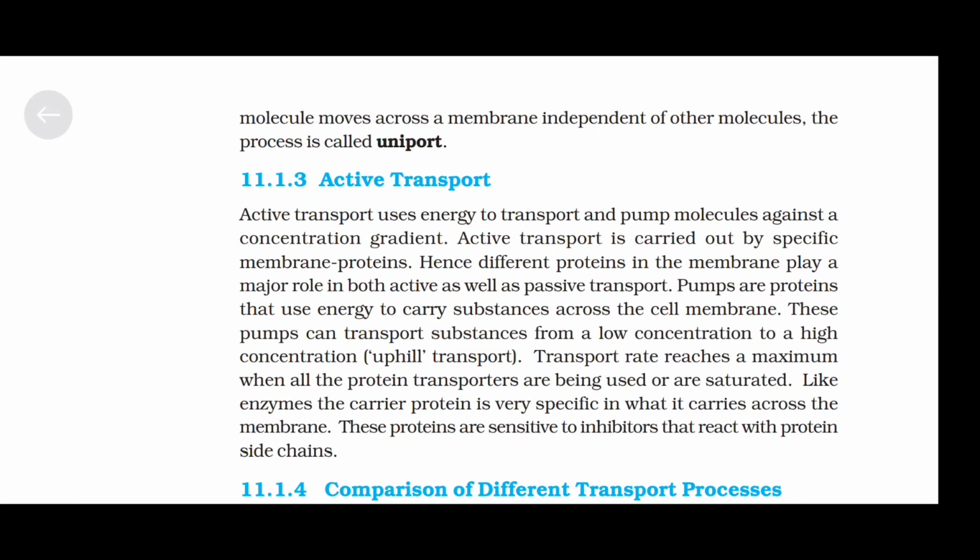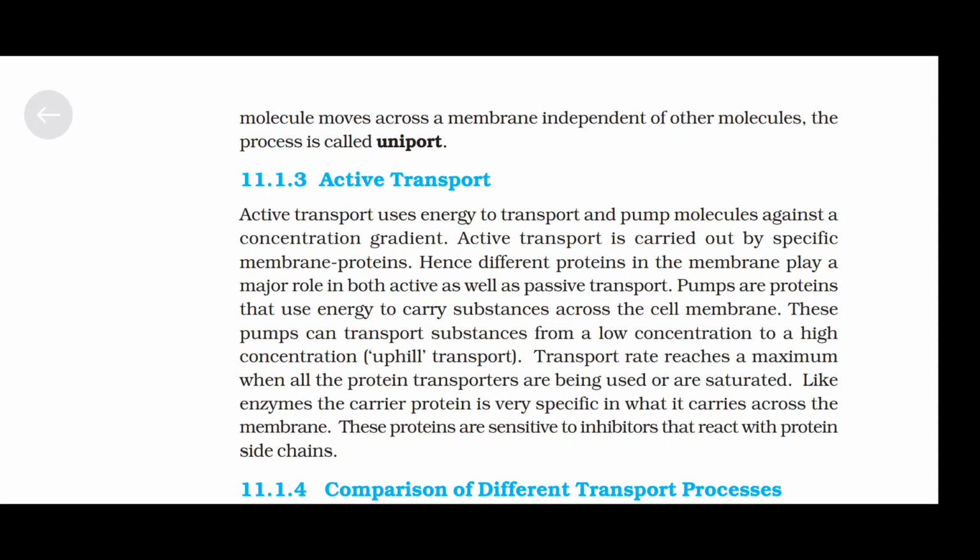Active transport. Active transport uses energy to transport and pump molecules against a concentration gradient. Active transport is carried out by specific membrane proteins. Hence, different proteins in the membrane play a major role in both active as well as passive transport. Pumps are proteins that use energy to carry substances across the cell membrane. These pumps can transport substances from a low concentration to a high concentration, which is uphill transport.